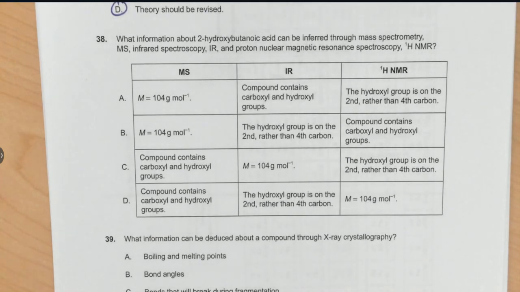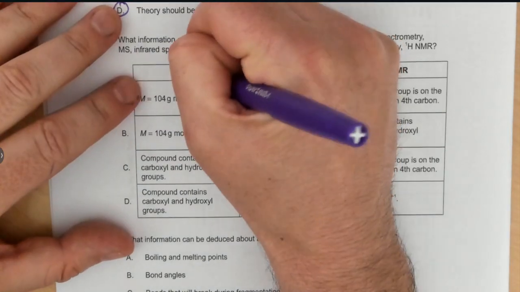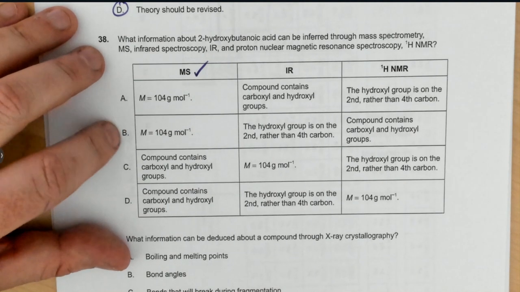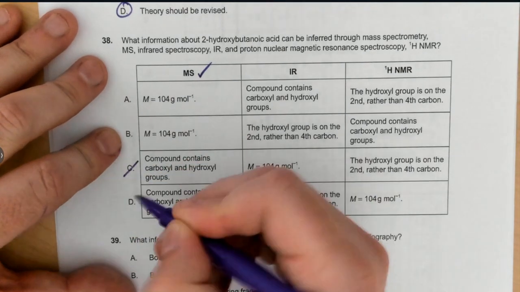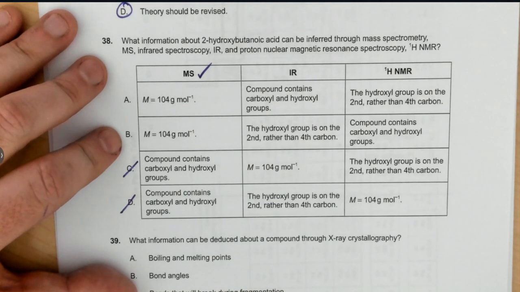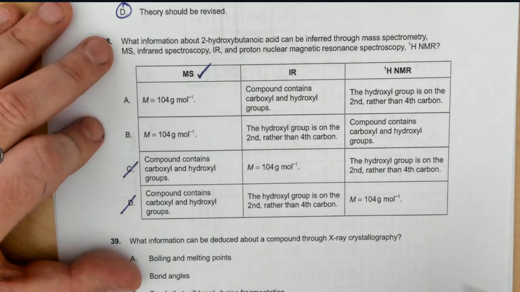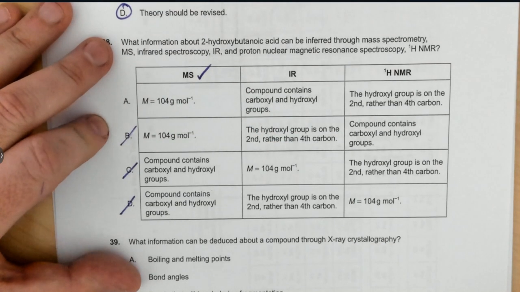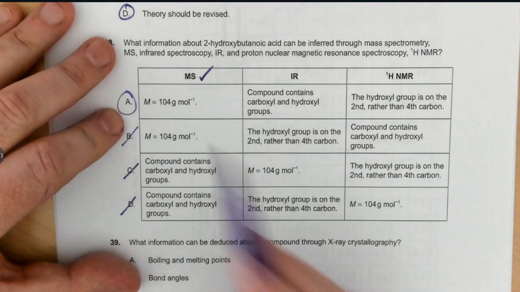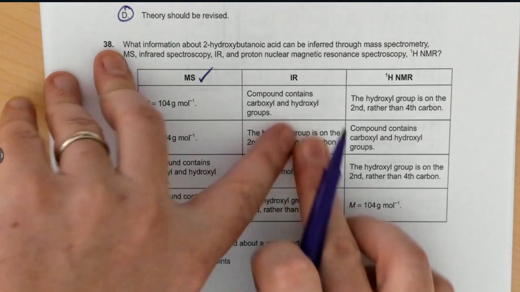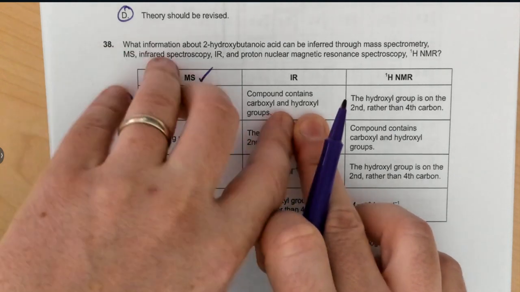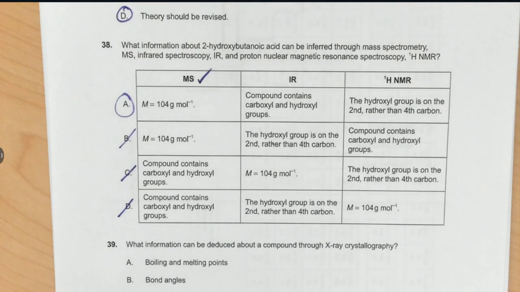All right, so what information about 2-hydroxybutanoic acid can be inferred through mass spec, infrared, and HNMR spectroscopy? This is just knowing what our machines do. The mass spec just gives us mass data, so it would give us the molar mass of the compound. It wouldn't tell us necessarily about which groups it contains. Infrared tells us which functional groups are present, but not how they are arranged in the molecule. So it would not tell us which carbon atom it's on. That's what NMR is for. So A is the correct answer. Mass spec gives us mass. IR tells us that it's got carboxyl and hydroxyl, and the NMR tells us where they are.